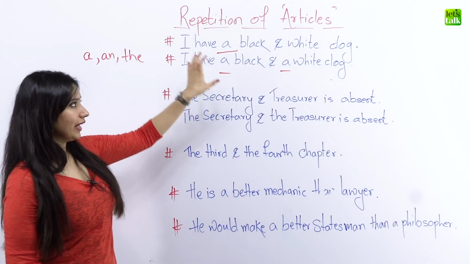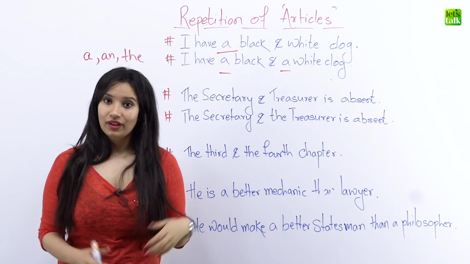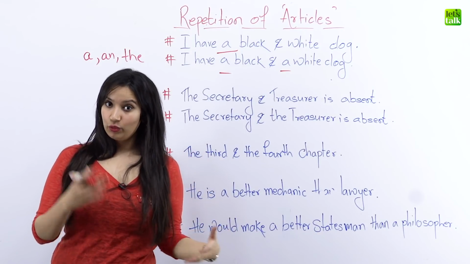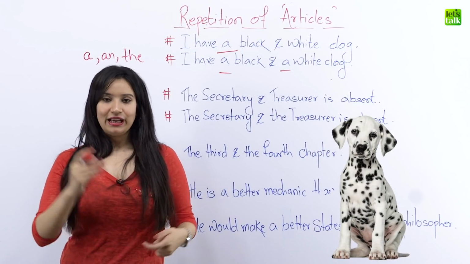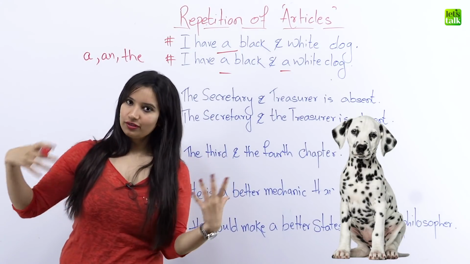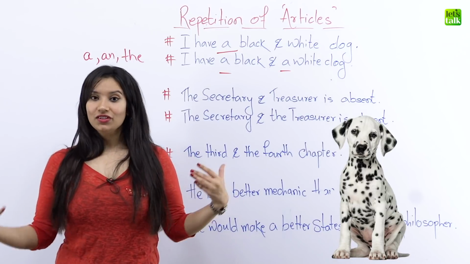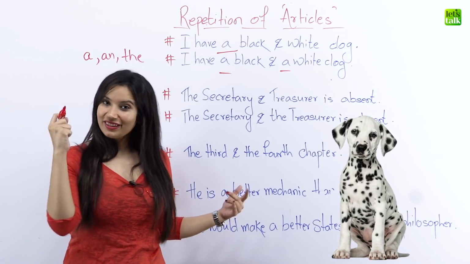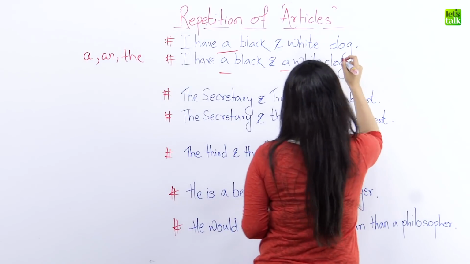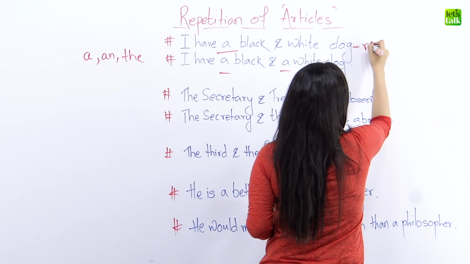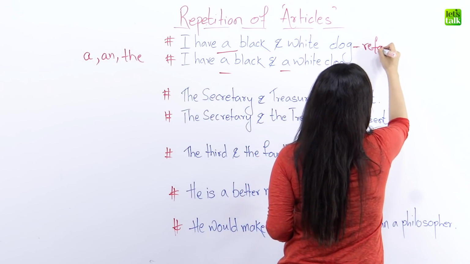I have a black and white dog. In this sentence, we are actually referring to only one dog, which is partly black and partly white. So maybe the dog is all white and it's got some black cute spots on it. Alright, so here we are referring to the same noun.